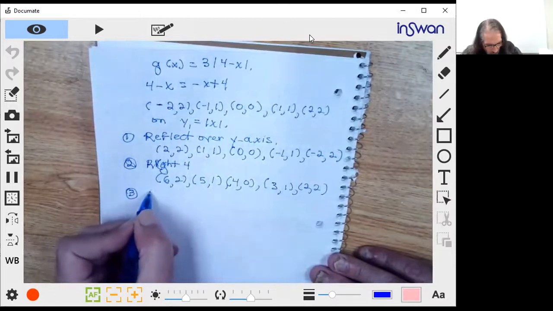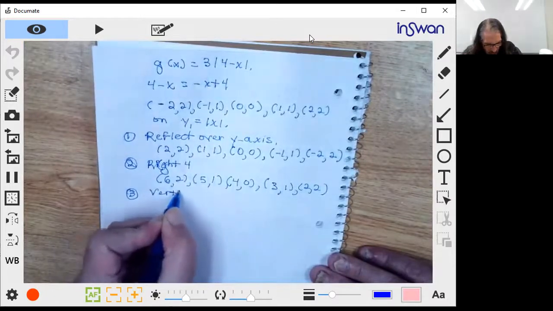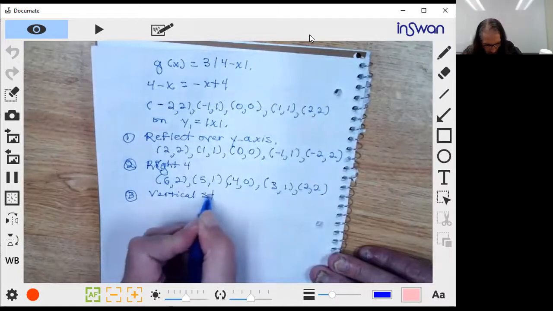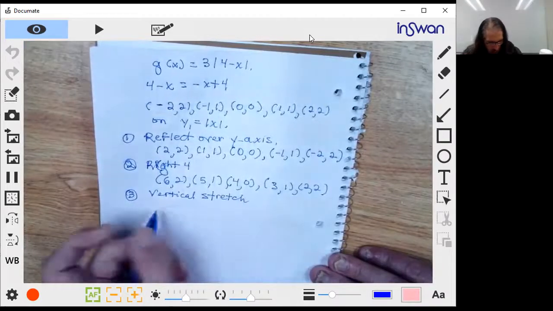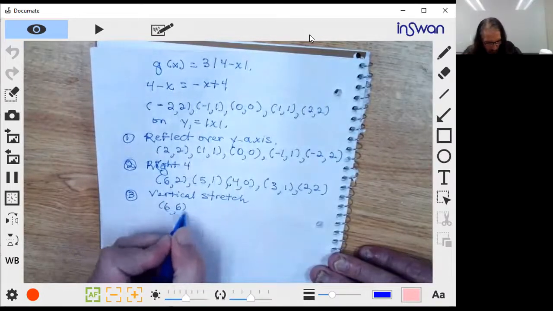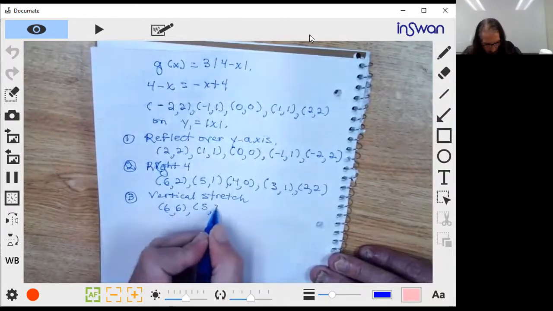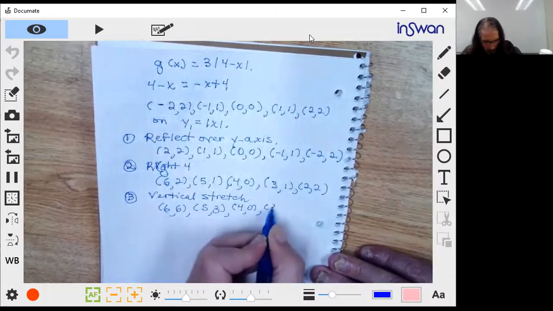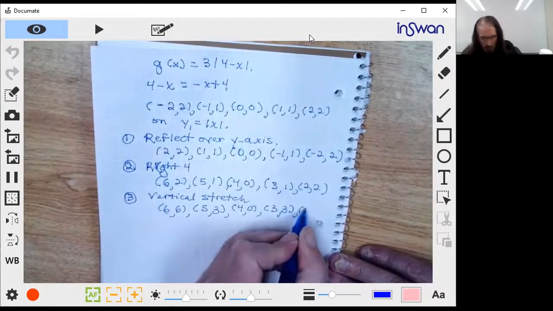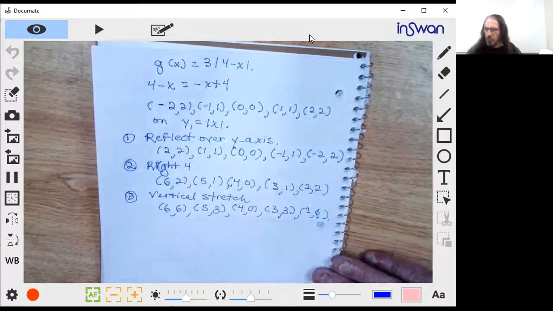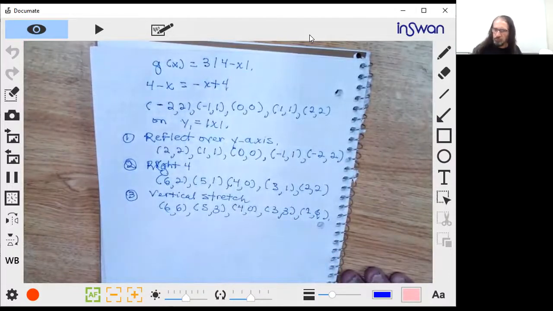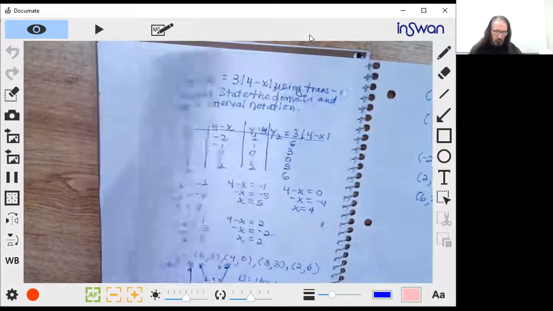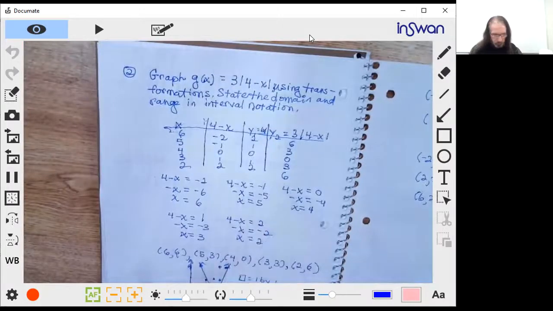And finally, vertical stretch by a factor of 3. Multiply all those y values by 3. And these are the same 4 points that I'd come up with, as you see here. Plotted those 5 points. Okay.